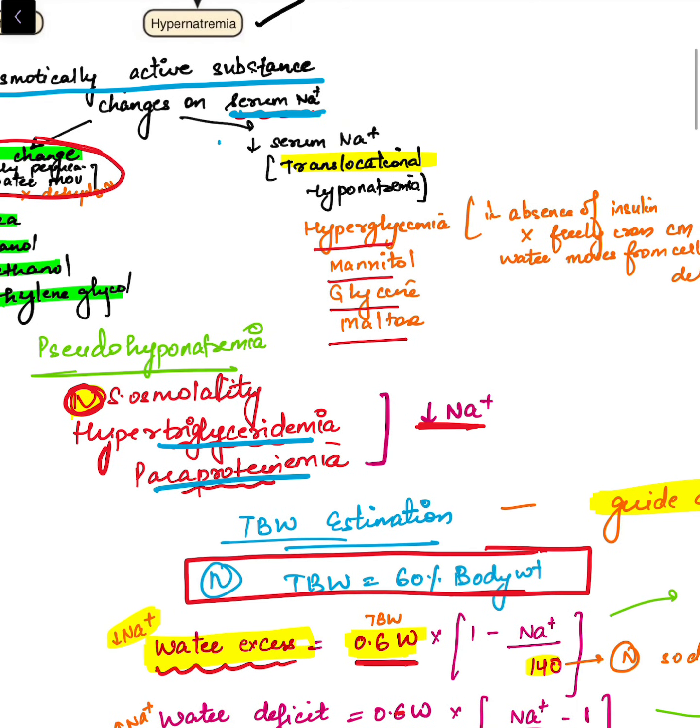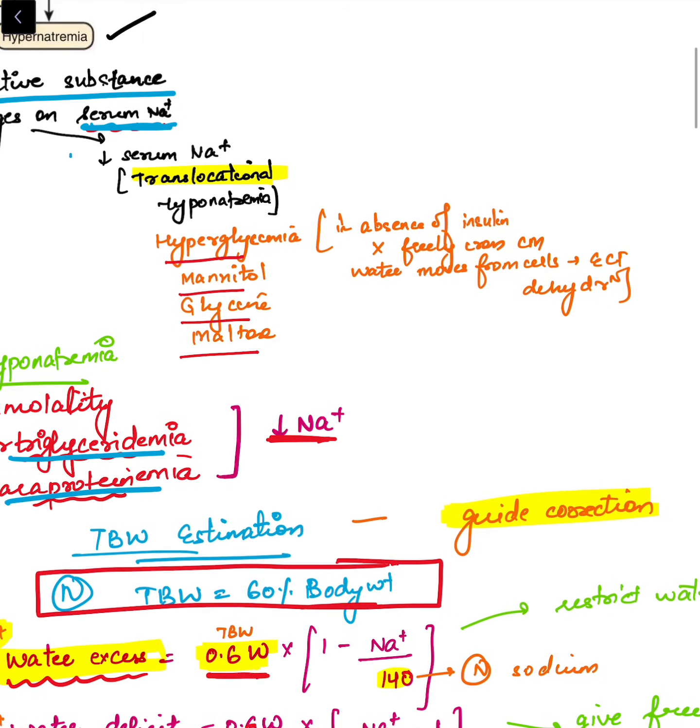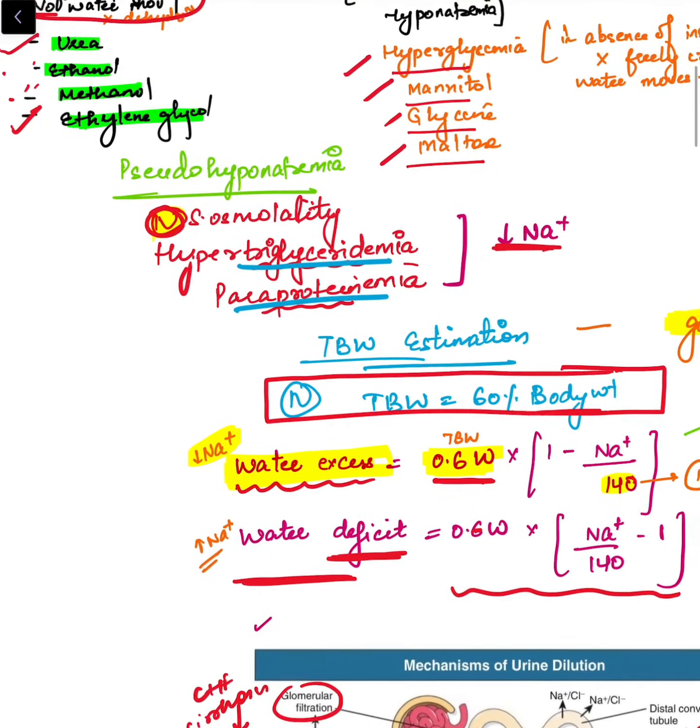But some substances do not permeate freely through the cell membrane, and so water moves out from the cells into the extracellular fluid and causes dehydration. Those substances are glucose, mannitol, glycine and maltose. Hence they are responsible for the translocational hyponatremia.